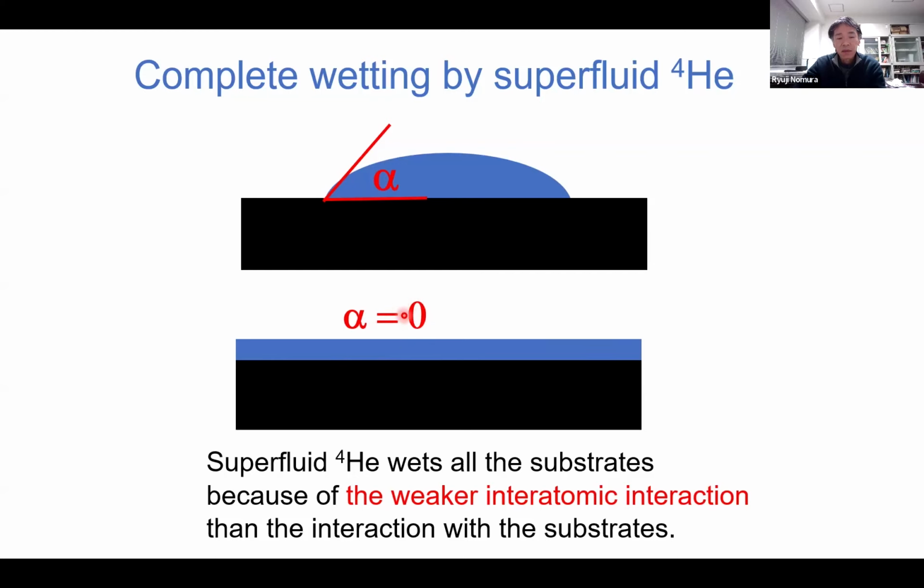This is due to the fact that the interatomic interaction between helium atoms is weaker than the interaction between the helium atoms and the substrate atoms. So the liquid is strongly attracted by the substrate, completely wets the wall, and spreads by making this kind of thin superfluid helium film. So liquid helium wets all kinds of substrates.